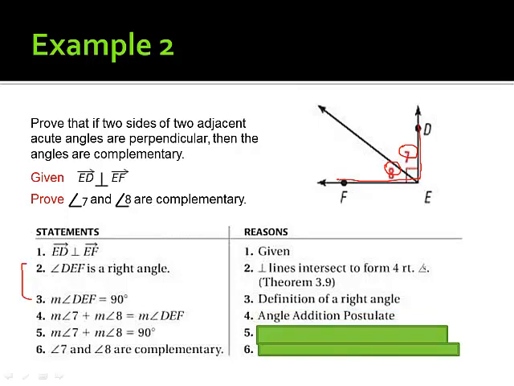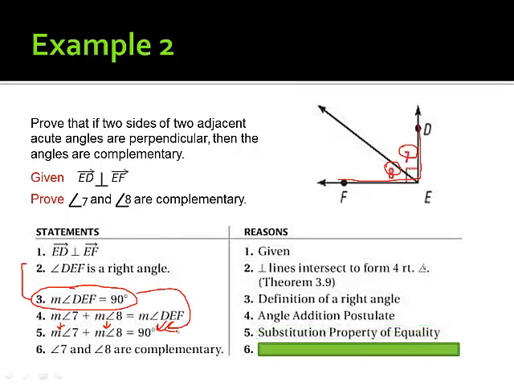Now, from step 4 to 5, we have measure of angle 7 stays the same, plus measure of angle 8 stays the same. How do we make DEF's measure become 90 degrees? Well, we took what's in step 3, and we substituted it in for 90 degrees, from step 4. So that's the substitution property.